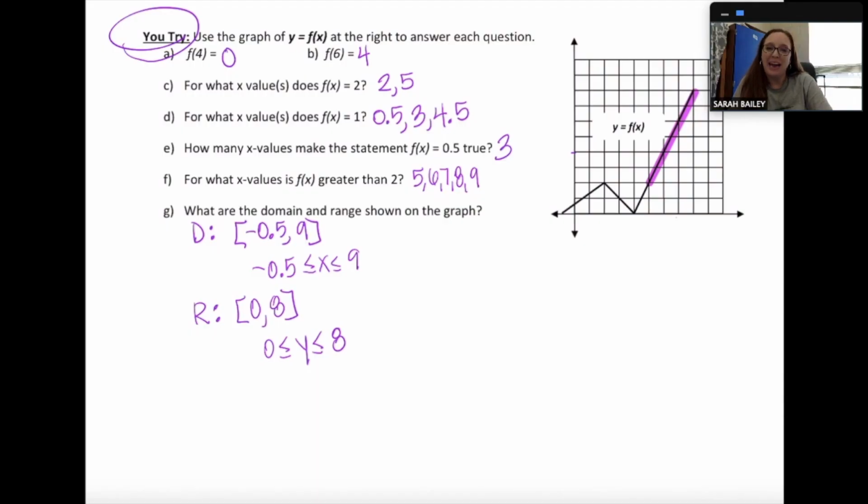All right, welcome back. Check your answers to this problem. If you have any questions at all, please make sure you contact me. Once you've submitted this assignment, then you'll be ready for your independent practice. Good luck.